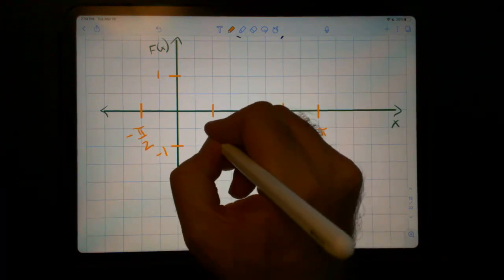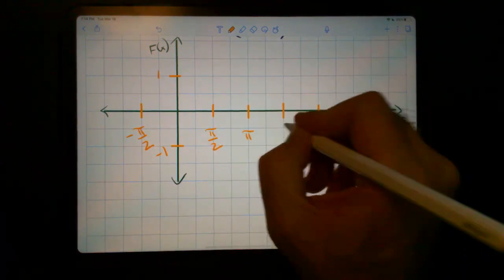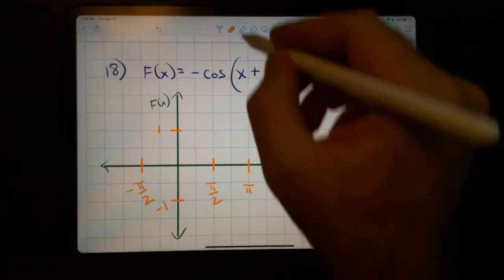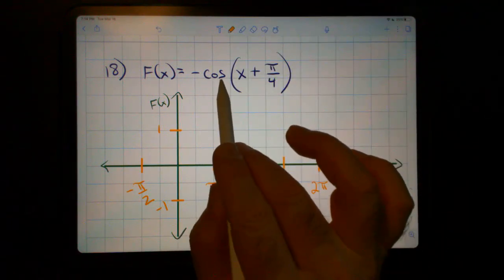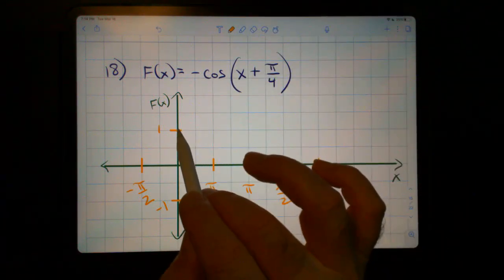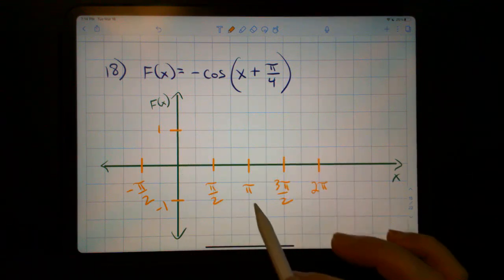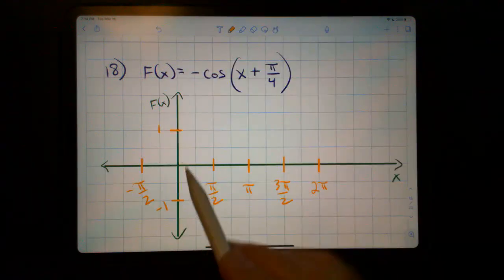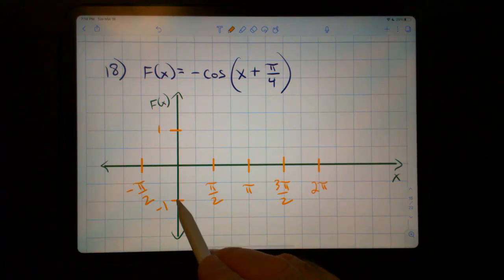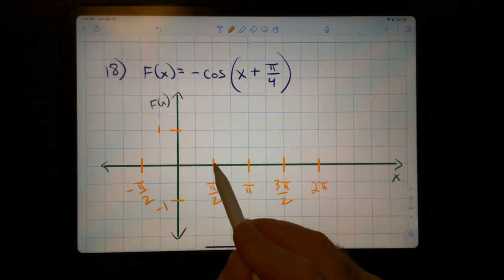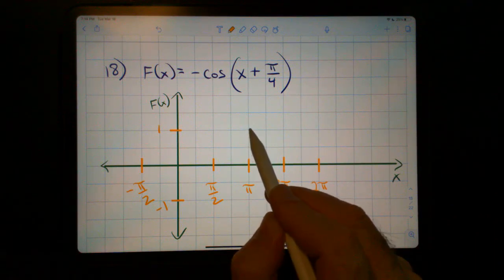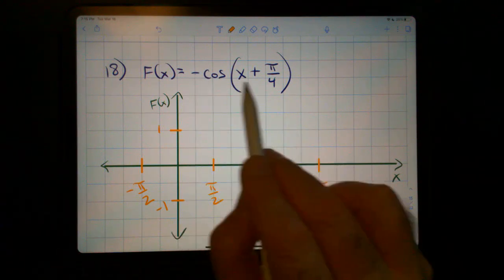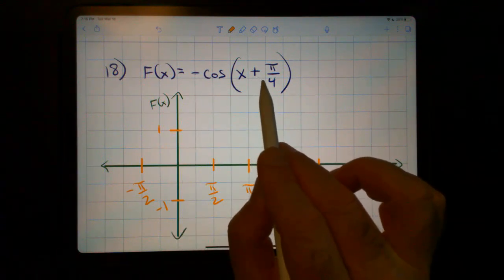Filling out the usual tick marks, we have pi over 2, pi, 3 pi over 2. Normally it would be graphed 0 comma 1, then pi over 2 comma 0, then pi comma negative 1. But this negative is going to reflect it about the x-axis. So instead it'll go from 0, negative 1, up to pi over 2, 0, up to pi, positive 1, and then back down to 3 pi over 2. That's just the shape because of that negative lead coefficient. But we're shifting everything to the left pi over 4 units.